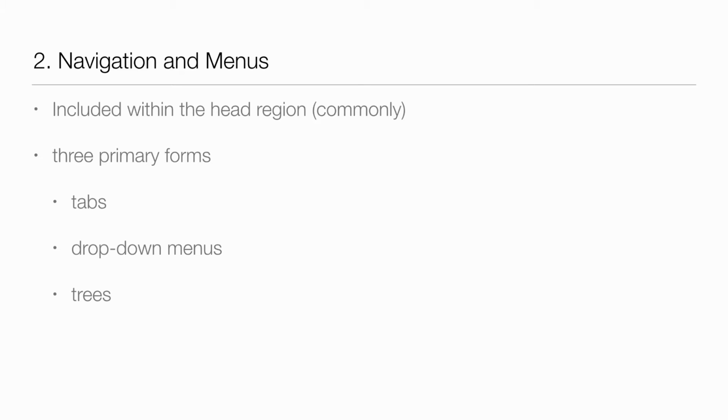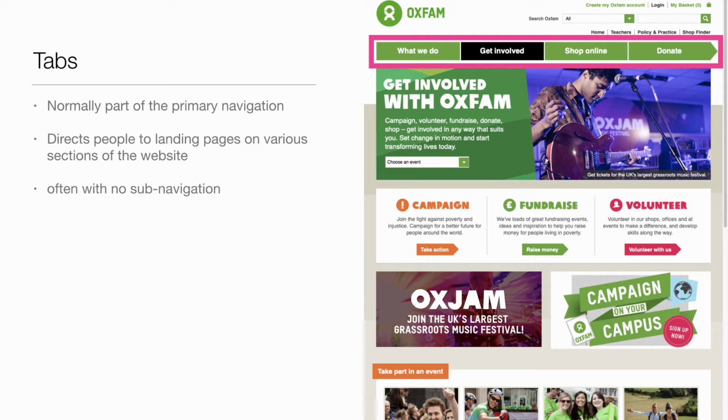Now, as again, it's included in the header. You tend to have 3 types. So you're going to have tabbed navigation, drop-down menus, and trees. Tab navigation is very commonly seen. Big blocks. These are great for summarizing key tasks. So Oxfam, think about what they do, people getting involved, going shopping, and donating. Those are the 3 things the website wants to do. So effectively, you've got 3 websites.